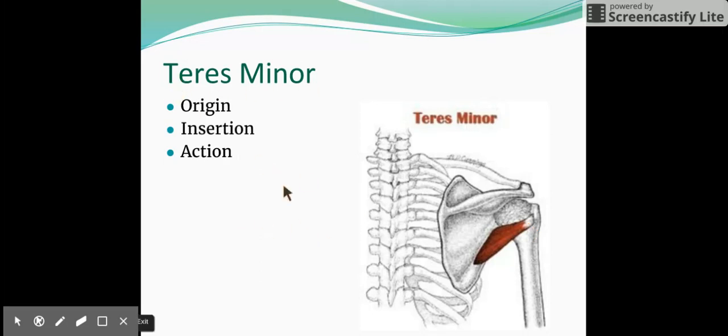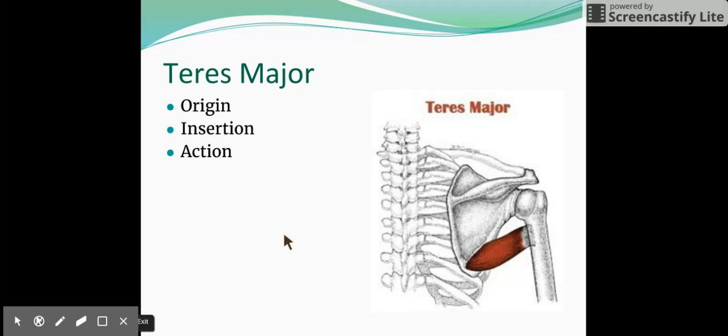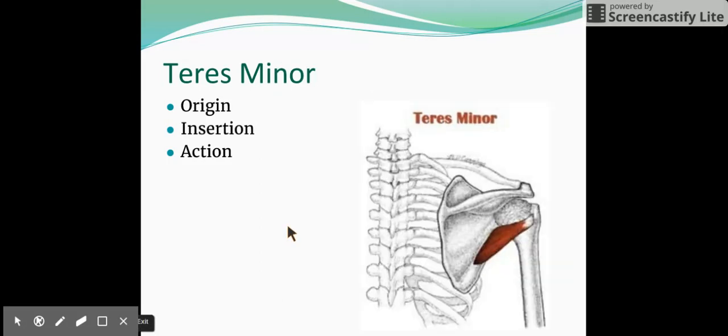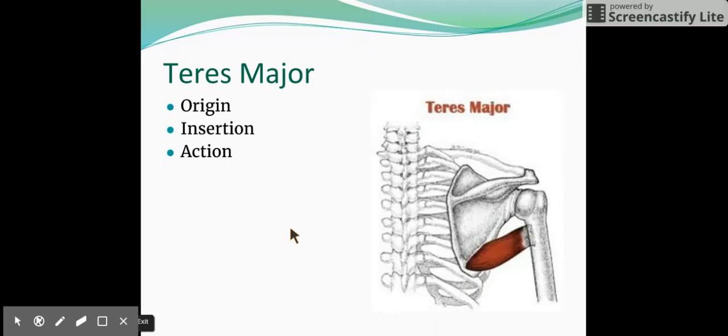The other 3 are really kind of easy to remember. The most difficult one is teres minor. And the reason for that is because it has a big brother called teres major, who is not a rotator cuff muscle. Teres major is not a rotator cuff. Teres minor is, teres major is not.